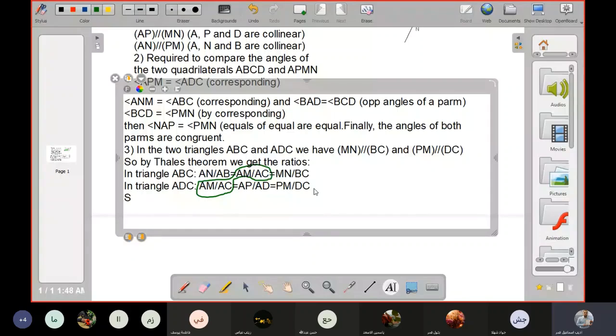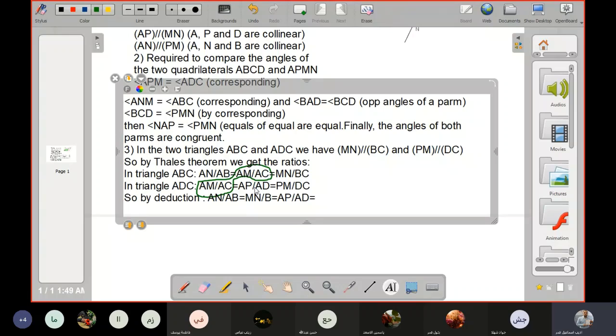So by deduction, which means we deduce: all these ratios, AN over AB equal to MN over BC, and AM over AC, the last one, equal to AP over AD equal to PM over DC, are all equal to the ratio AM over AC. Okay, this was part 3.